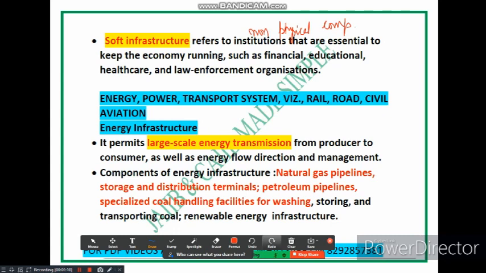Now let's talk about energy infrastructure. This energy infrastructure is also an important component, so we'll discuss it in detail. It includes large scale energy transmission. Energy infrastructure refers to the systems and networks that allow for the production and transmission. You can see, first of all there is production, and after that there is transmission.